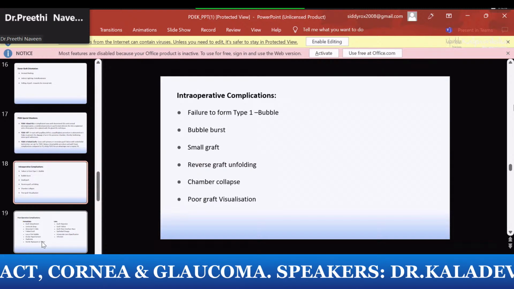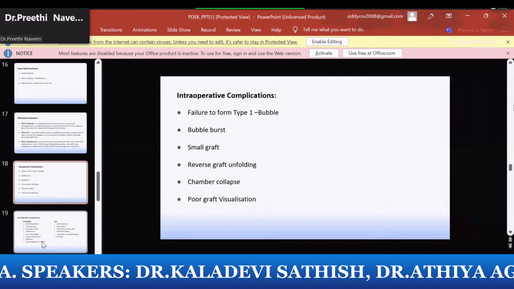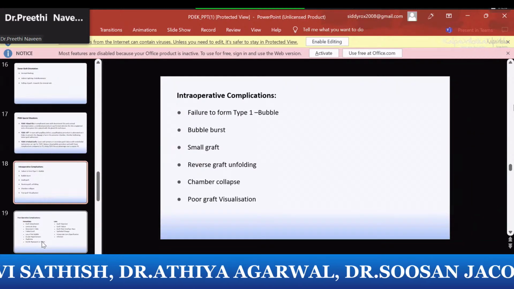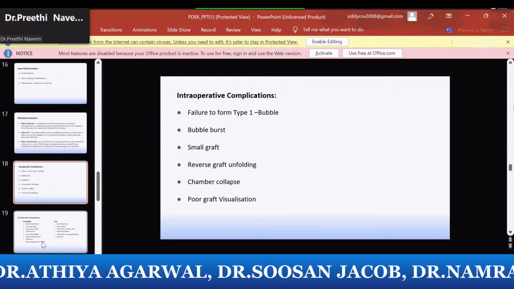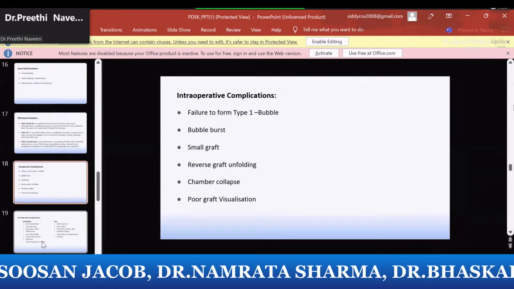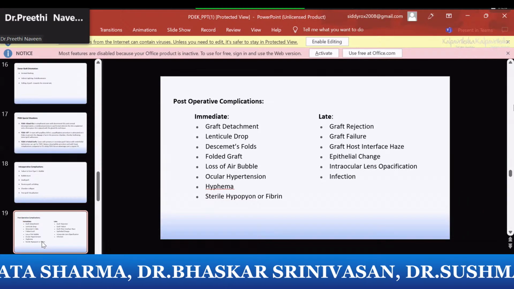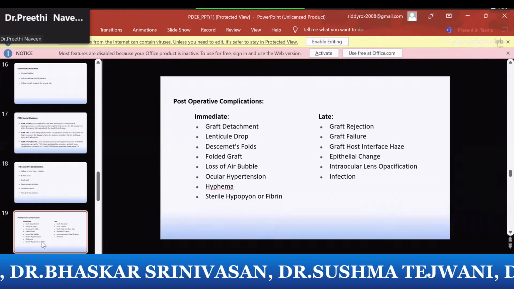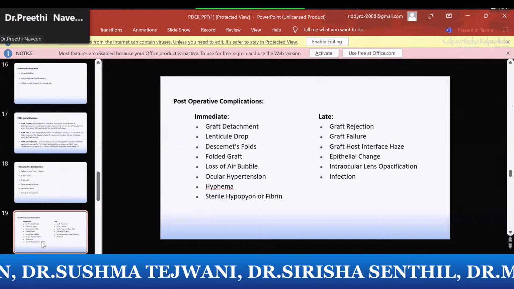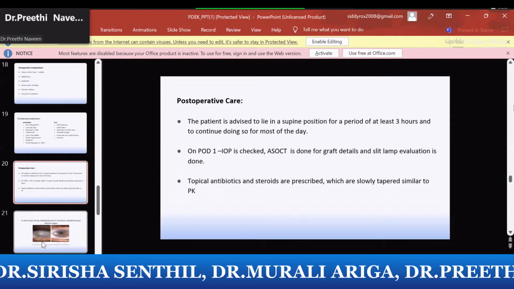The problems with a PDEK graft intraoperatively: sometimes if you fail to get a type 1 bubble, you would want to convert it into a DMEK. Or there could be a burst in the bubble, a smaller graft, a reverse graft unfolding rather than the correct side, and poor graft visualization. Postoperative complications, immediate and late, would be graft detachment, DM folds, a folded graft, or loss of air bubble. Late ones would be graft failure, rejection, interface haze, and IOL opacification.